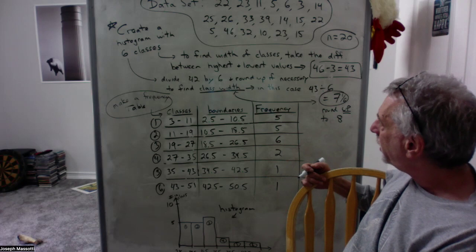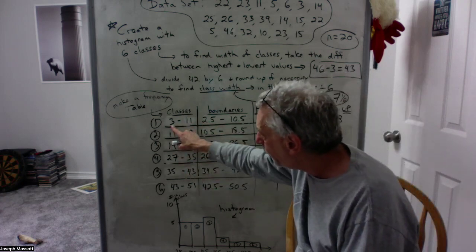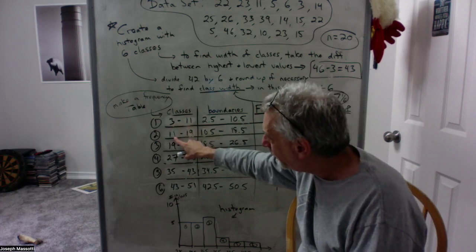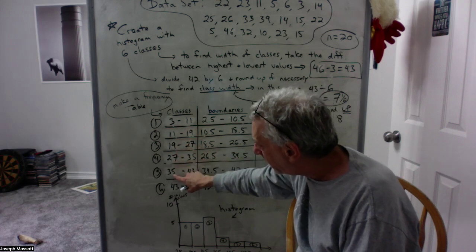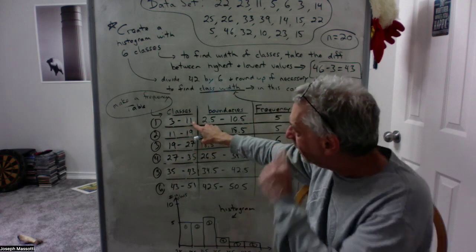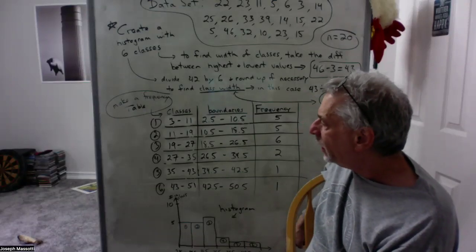All right, so we start. So our classes are going to go from the lowest value 3, and we're going to add 8. We're going to add 8 each time. 3 plus 8 is 11, plus 8, plus 8, plus 8, plus 8. And the upper class limit is the lower class limit of the following class.